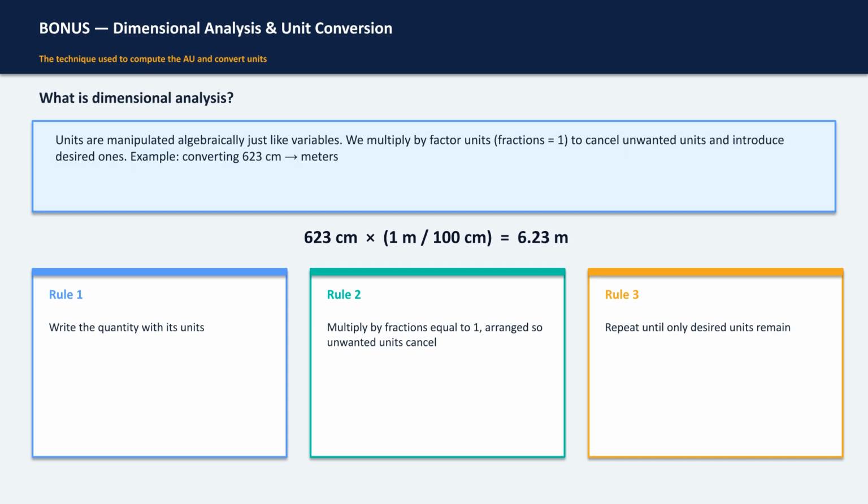The rule is, write your starting quantity with its units, then multiply by fractions equal to 1 that cancel the units you don't want, and introduce the units you do want. Keep repeating until you have only the units you need. This technique is used throughout science and engineering, and we'll see it again in the next problem.